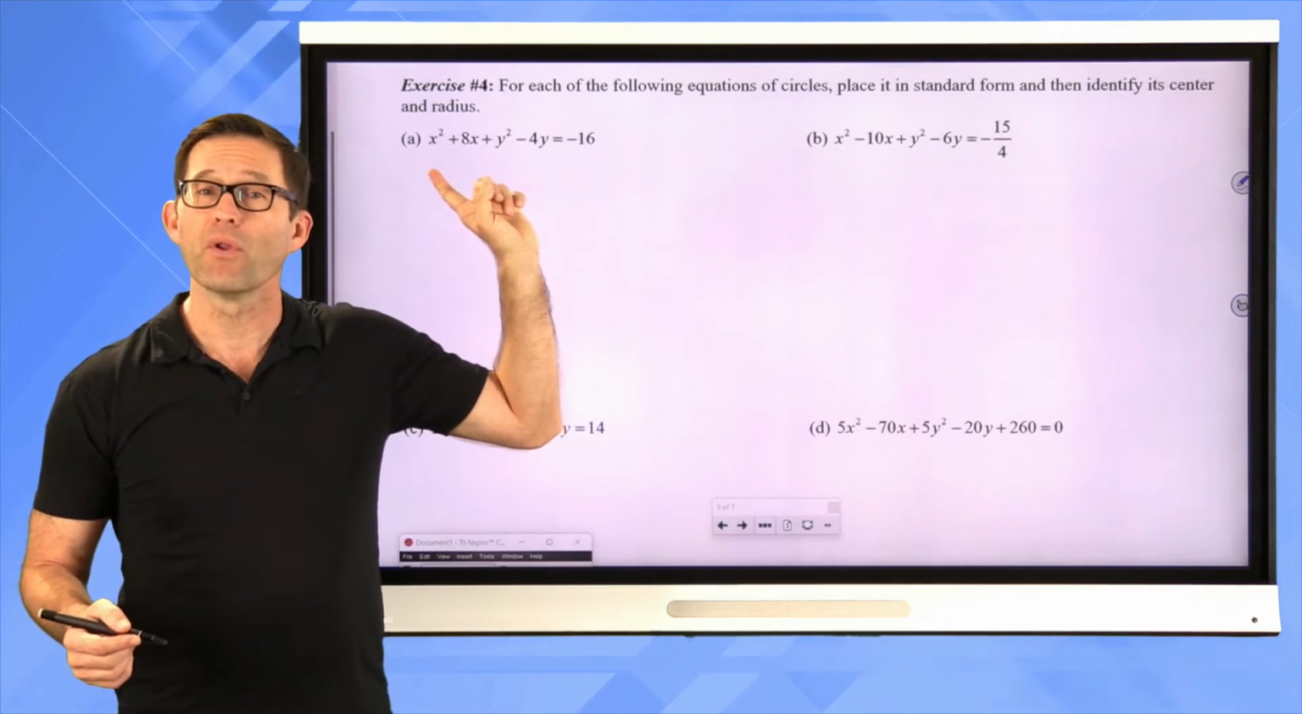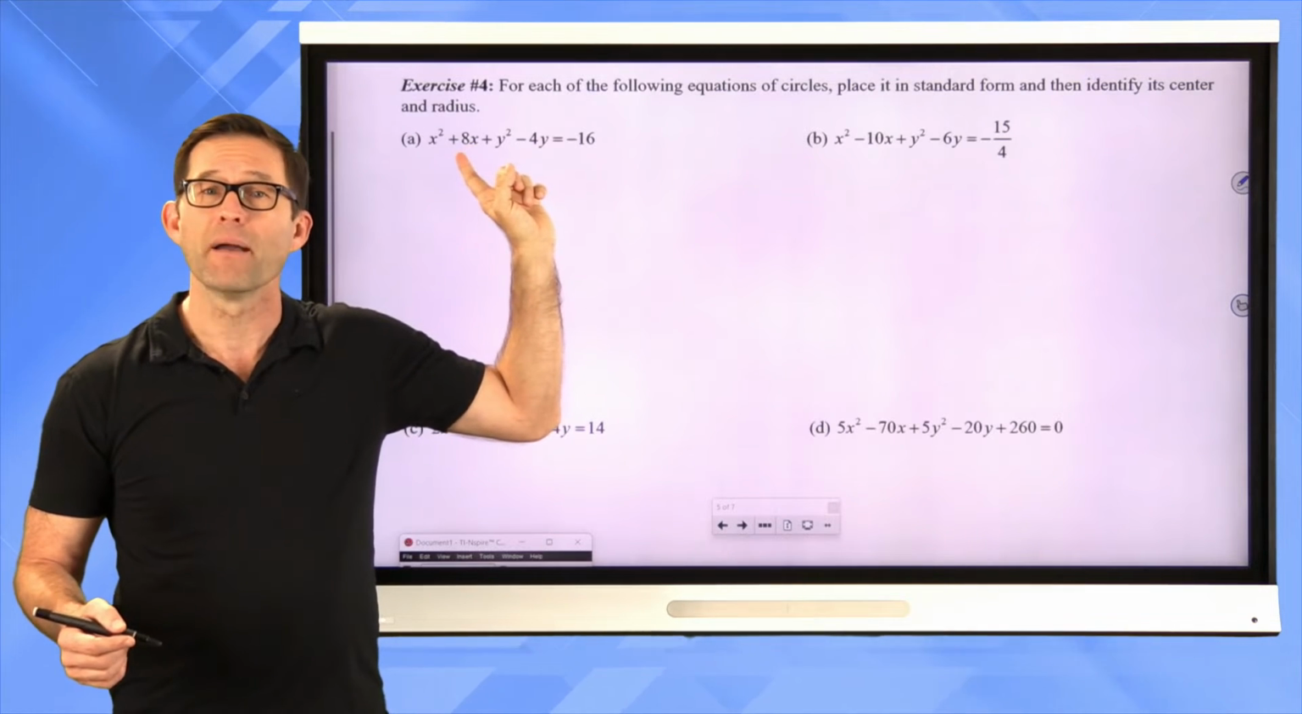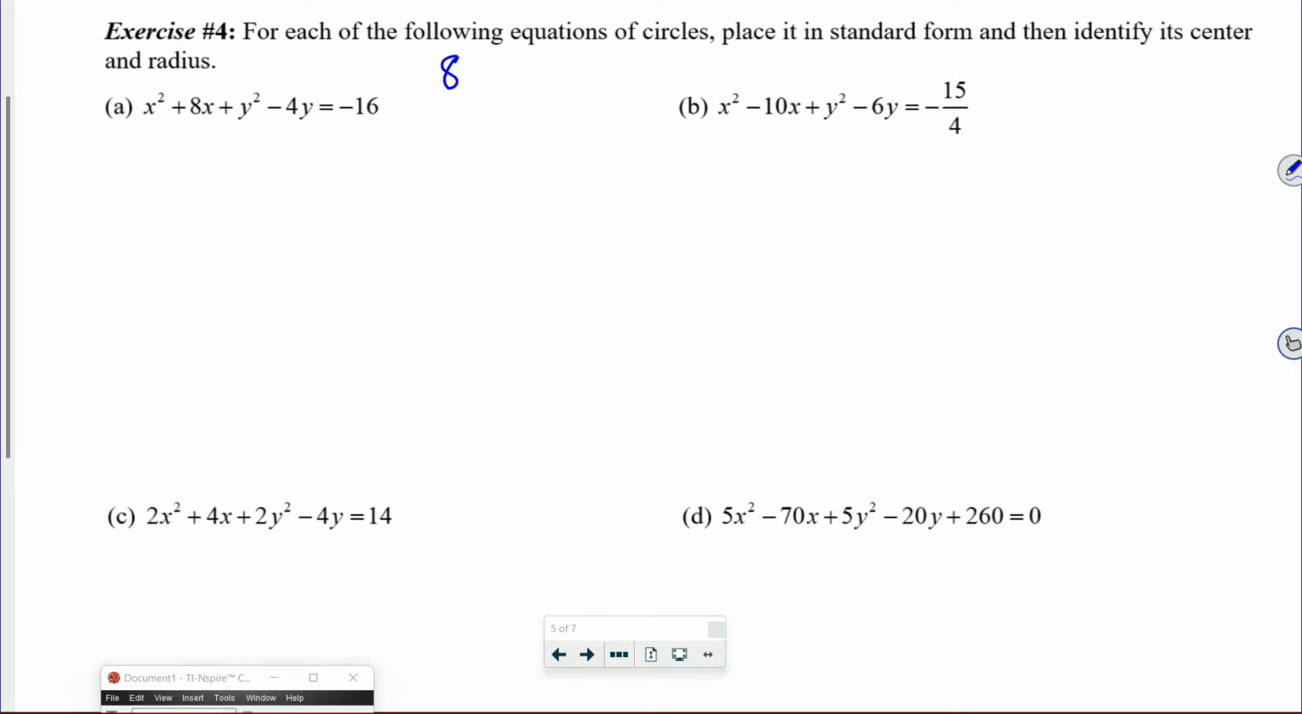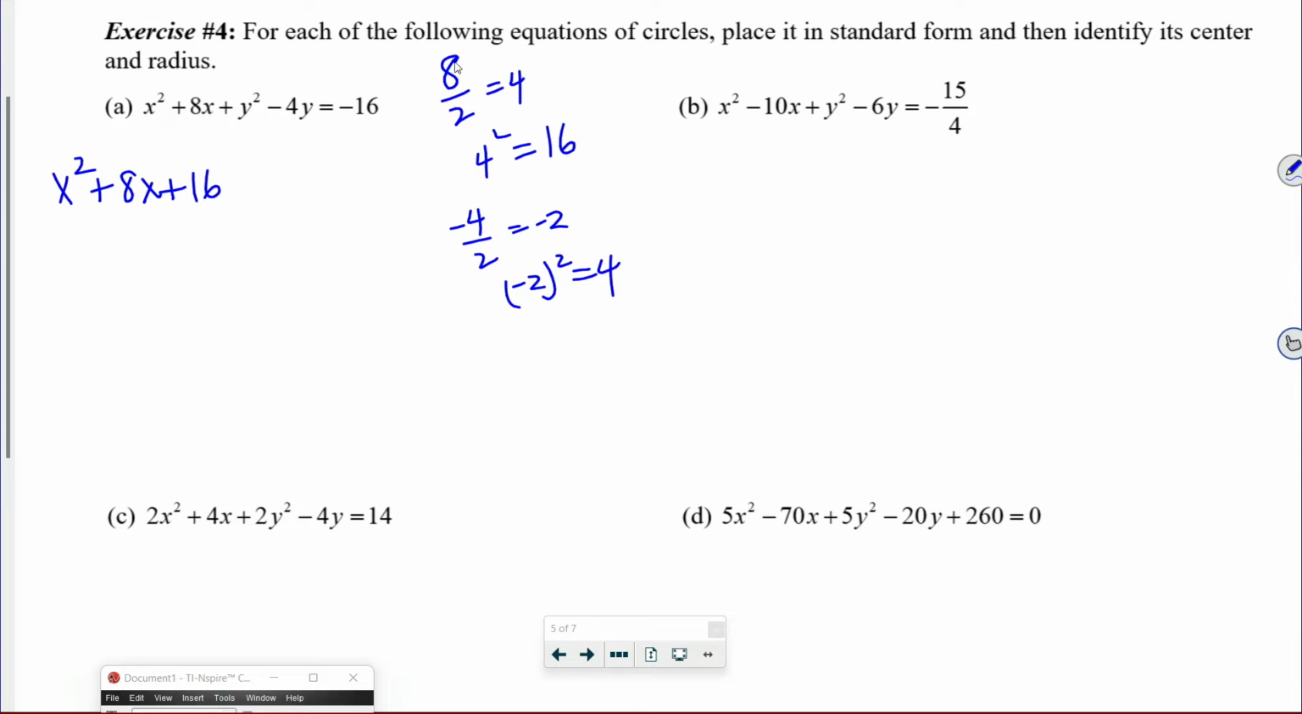So, right, when I'm looking at the x terms, my b is equal to 8, right? So I just take my b, I divide it by 2, I get 4, I take 4, square it, and I get 16. So I'm going to have x squared plus 8x plus 16. Then when I look at my y, I've got -4 divided by 2, that's -2. I've got -2 squared, that's equal to 4, right? So I'm going to have plus y squared minus 4y plus 4.